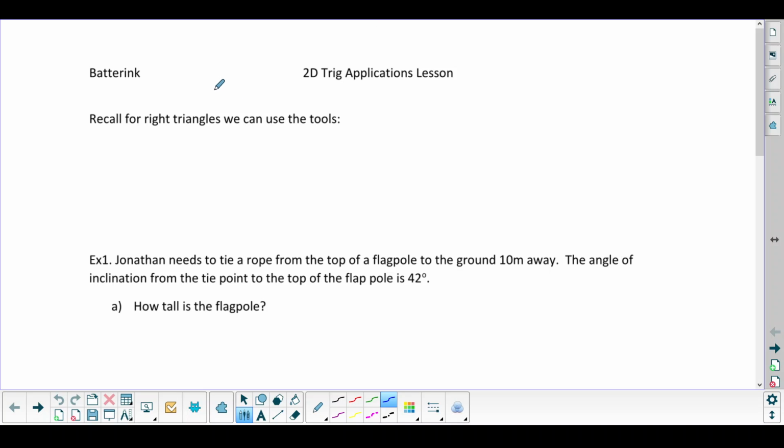All right, so today we're going to be looking at solving trig problems in 2 dimensions. So let's start by thinking about the tools we have for solving right angle triangles. The three primary things we can do is we can use SOHCAHTOA.